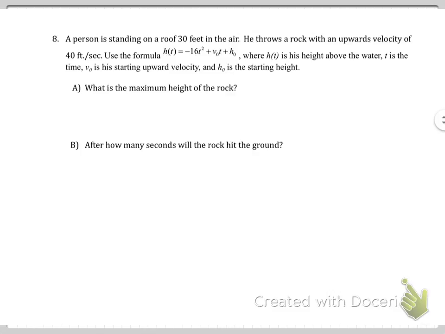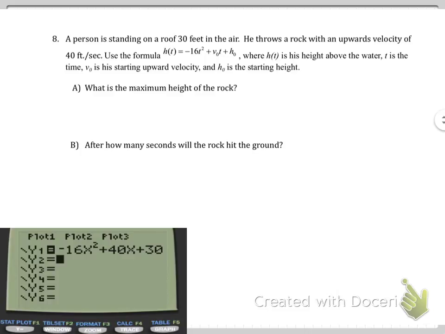Number 8. A person is standing on a roof 30 feet in the air. He throws a rock with an upward velocity of 40 feet per second. Use the formula h of t equals -16t squared plus v0t plus h0, where h of t is the height above the water, t is the time, v0 is the starting upward velocity, and h0 is the starting height. What is the maximum height of the rock, and after how many seconds will the rock hit the ground?